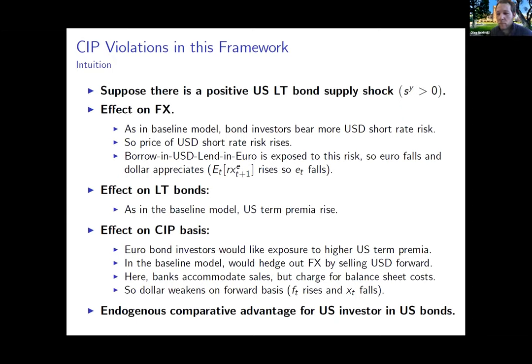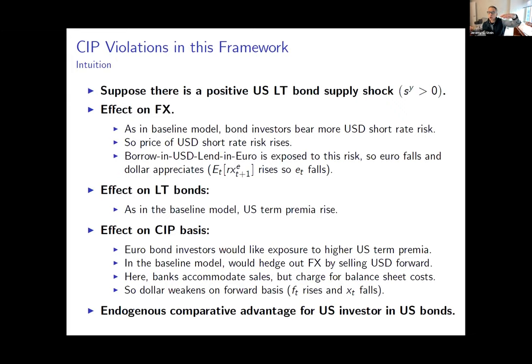So now let's rehearse our same old thing again. Suppose there's again an increase in the supply of dollars, of treasury bonds. Baseline model still holds, more short rate risk. So term premium in the US is going to go up and the dollar is going to appreciate. That's just as before. But now what's going on in the background? The term premium in the US has gone up relative to the term premium in Europe.